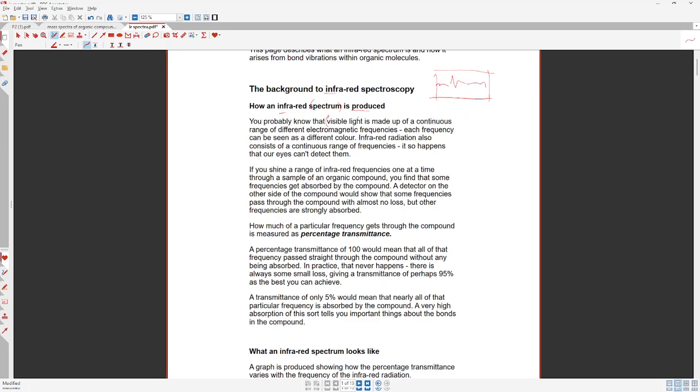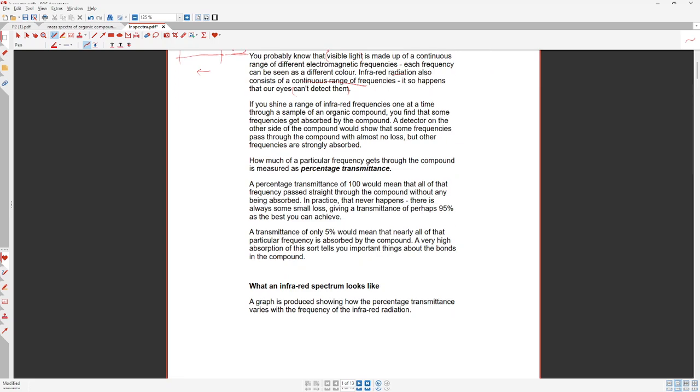So, infrared, as you already know, is part of the electromagnetic spectrum. It has its own range of light. Infrared is on the left of the visible light. So it's going to have a continuous range of frequencies, infrared radiation. But our eyes can't detect them because the frequency is too low.